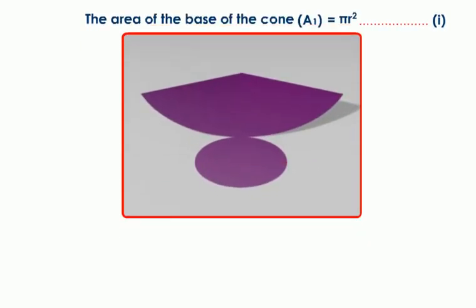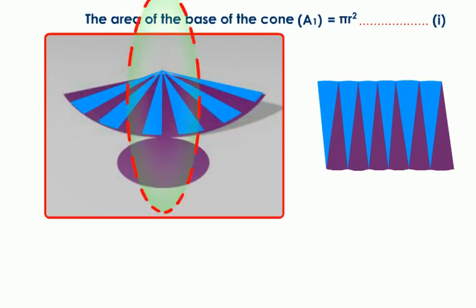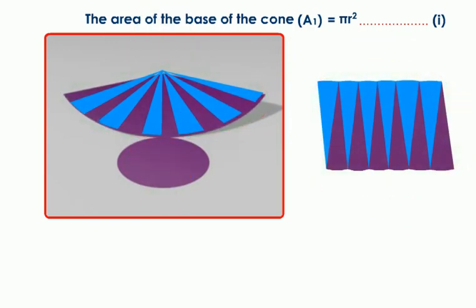Students, to find the lateral or the curved surface area, cut the sector representing the curved surface into an appropriate number of small sectors and rearrange them to form a parallelogram as shown here in the figure. Do you notice here that the area of the sector and the area of the parallelogram shape is the same? Also, the length of the arc of the sector equals the circumference of the base circle of radius R.